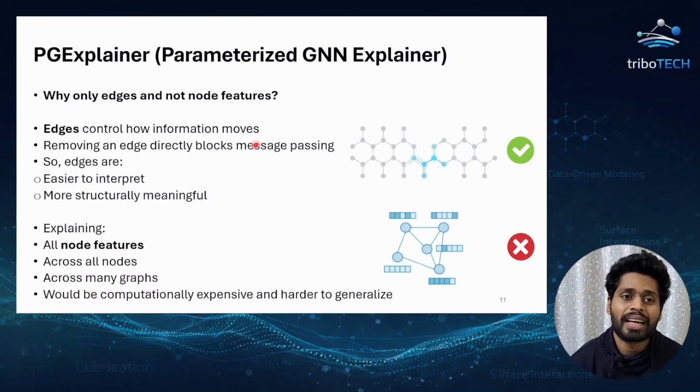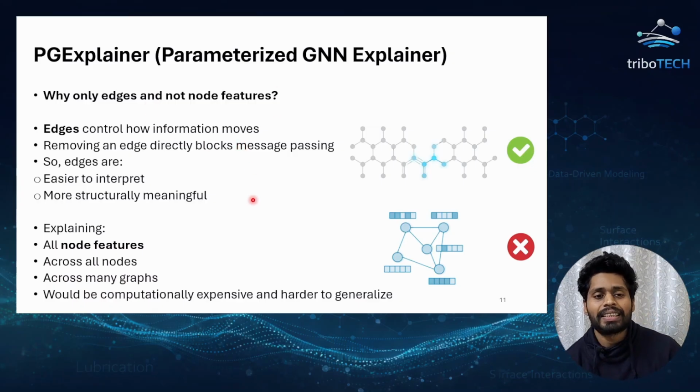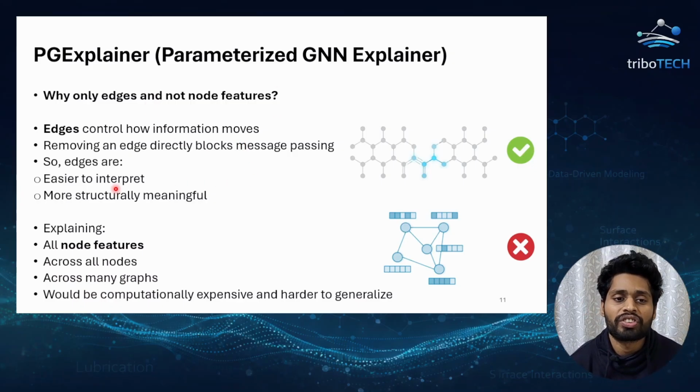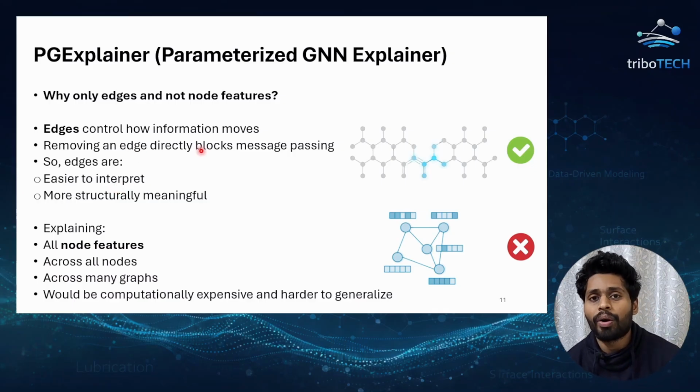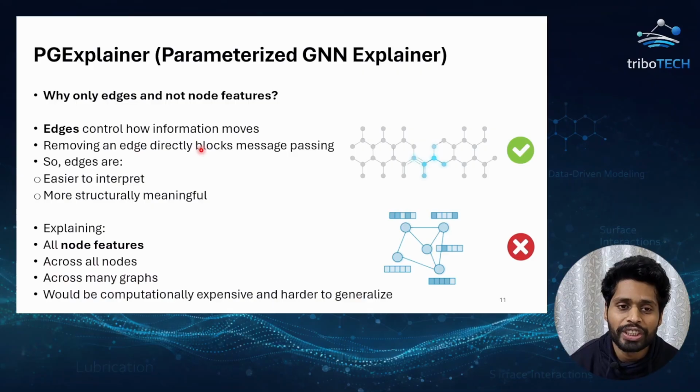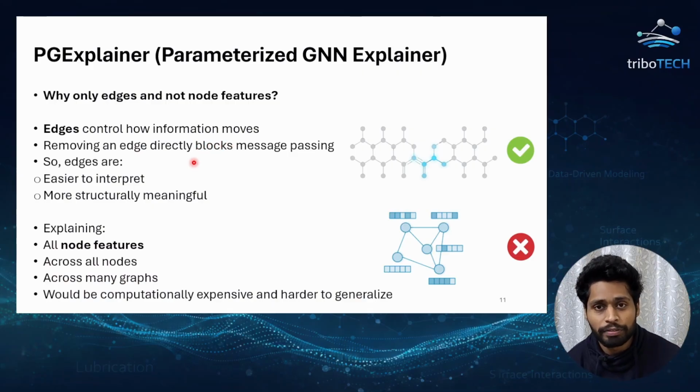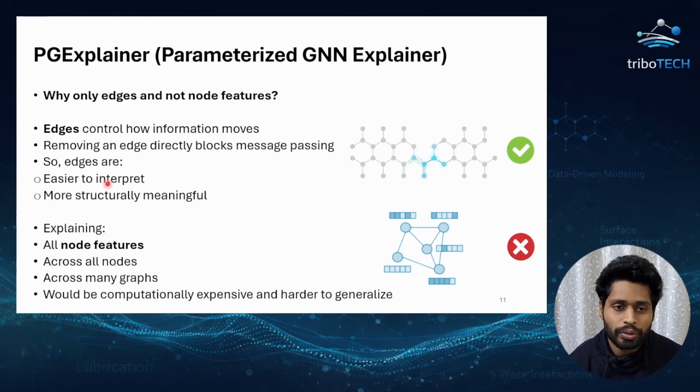The other thing about PGExplainer is that we are only interested in edges and not node features. One reason behind this is that edges are more structurally meaningful because they control how information is flowing in your GNN model. Because if you remove an edge, it directly blocks message passing. So edges are easier to interpret and they are more structurally meaningful than node features.